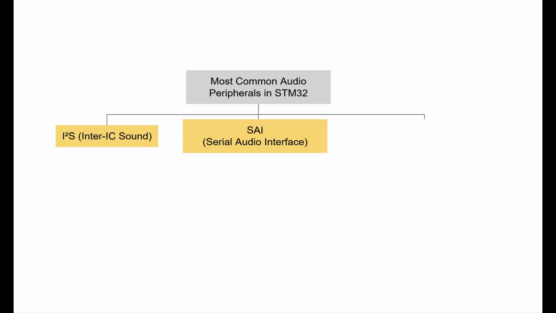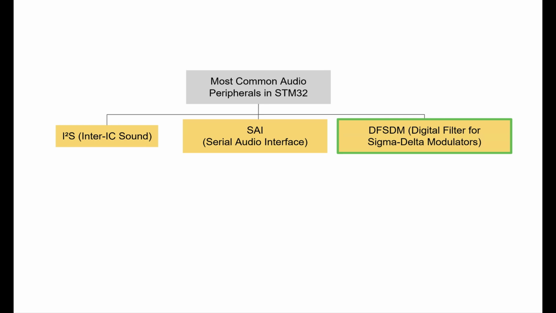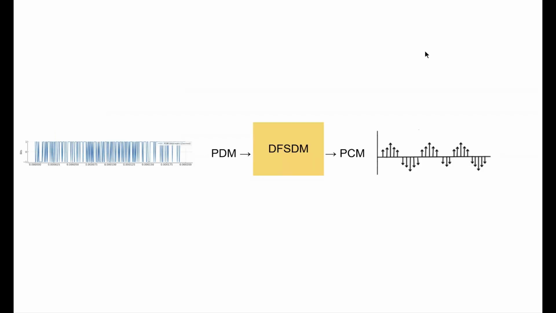STM32 offers three common built-in audio peripherals: I2S, SAI, and DFSDM. In this video, I will be using DFSDM, which stands for Digital Filter for Sigma Delta Modulator, since it's preferred for working with MEMS microphones. To put it simply, the audio peripheral on the STM32 microcontroller works like a translator. In our case, it translates PDM signals into PCM signals.